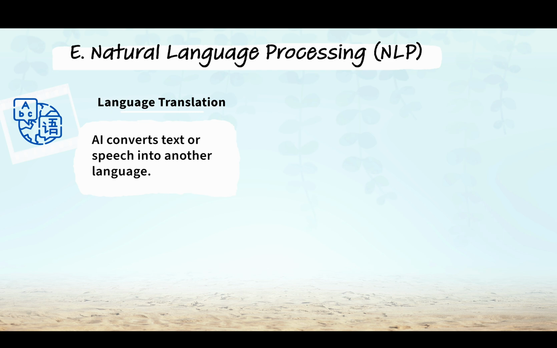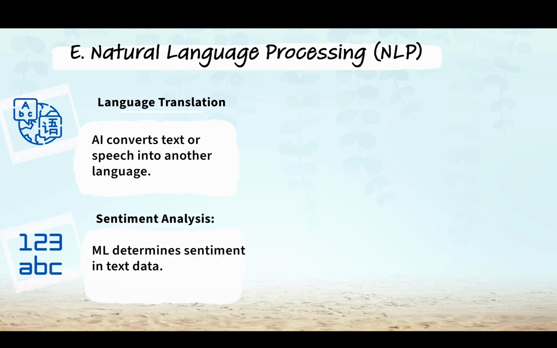Language translation: AI-powered systems are used to translate text or speech from one language to another in real time. These systems utilize machine learning models to provide accurate and context-aware translations, making communication easier across language barriers. Sentiment analysis: machine learning algorithms analyze text data to determine the sentiment behind it, whether it's positive, negative, or neutral. This is particularly useful for businesses monitoring customer feedback, product reviews, or social media posts to gauge public opinion.